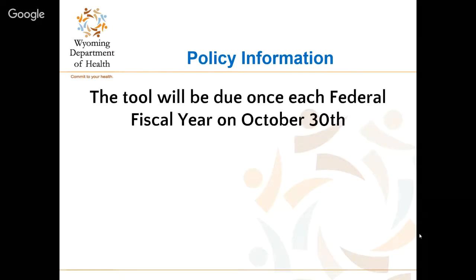This is important. The tool is done once each federal fiscal year, on October 30th. It is not due with the grant applications, and it is not due in the prior or current fiscal year because we have to have an entire year of expenses recorded and also an entire year of meal counts recorded. I will get into this a little bit later, but just know that it will be due on October 30th.